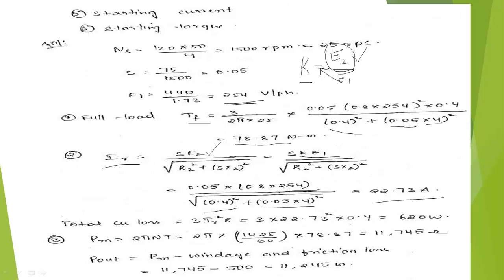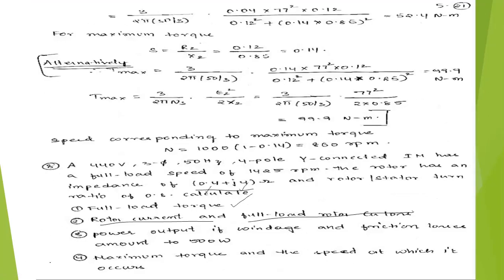Second bit in that one, you have to calculate total copper losses. So copper losses is 3 I2 square R2. Okay, so this is the rotor current. Corresponding to the rotor current, you have to find the total copper losses, 3 I square R. So I square is 22.73, R is 0.4 into 3. So the total copper loss is 620 watts. Okay, so that is the second bit.